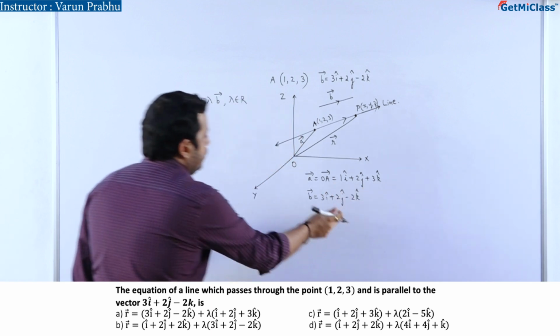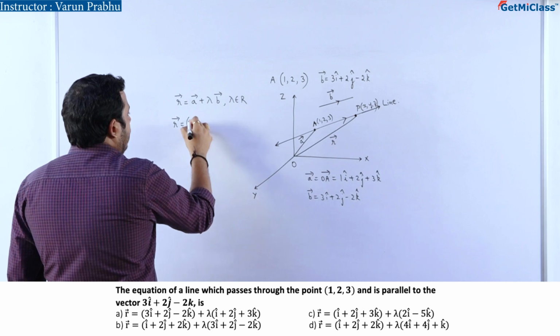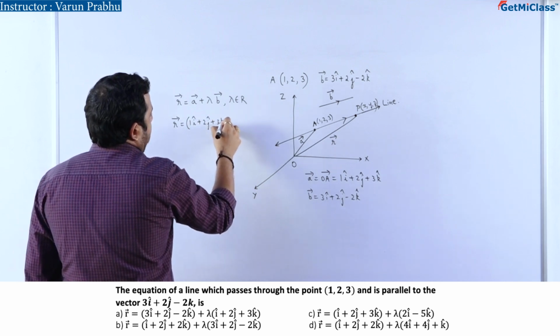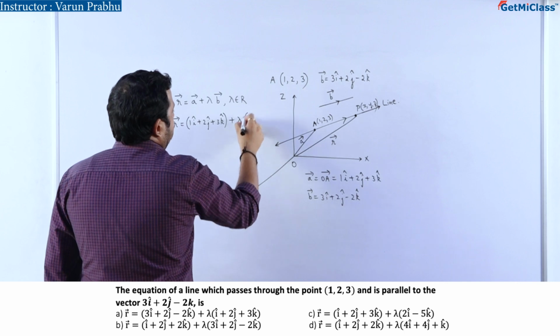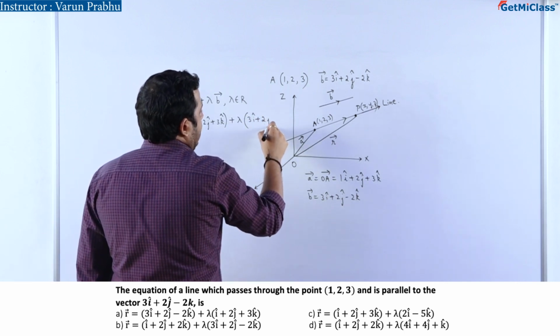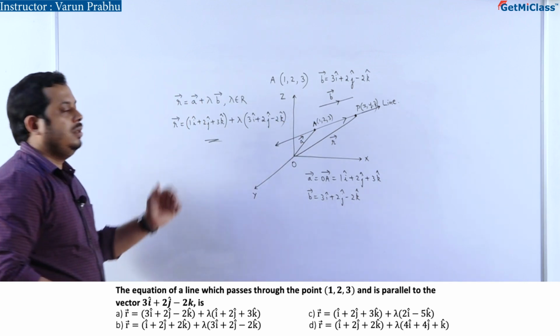So if you directly substitute here, you will get the vector equation as 1 i cap plus 2 j cap plus 3 k cap plus lambda times 3 i cap plus 2 j cap minus 2 k cap. This will be the answer to the question.